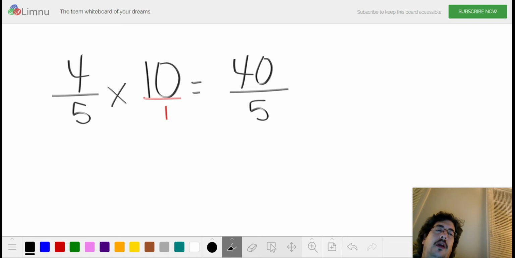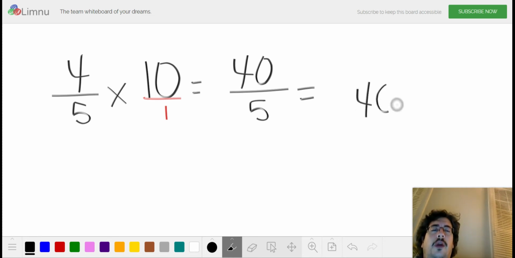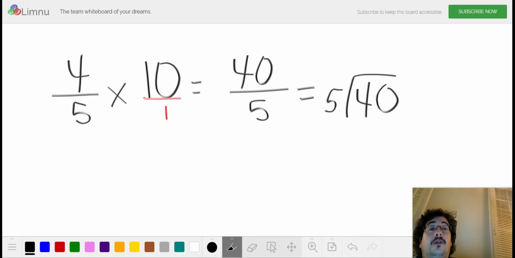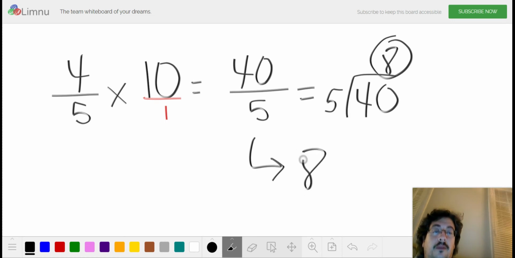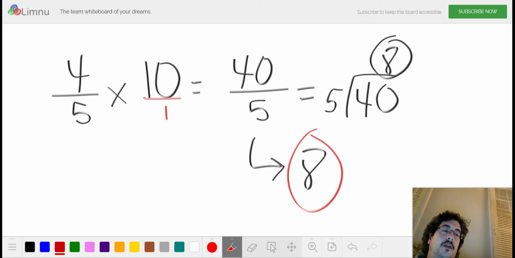But if you were to put 40 over 5 into Think Central, unfortunately, while you are correct, it would say you need to simplify your answer. So how do we simplify 40 over 5, or 40/5? Well, recall that all fractions are really just division problems. So we're going to divide 40 by 5. We know that 5 goes into 40 8 times. And so 40/5 is going to simplify to 8. And that's the answer Think Central wants you to type in.